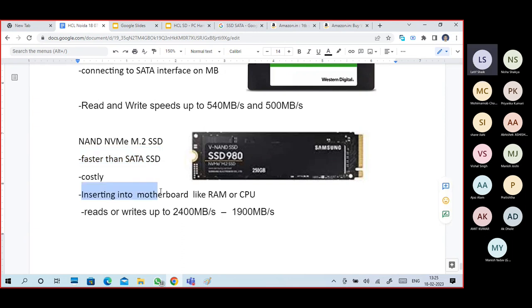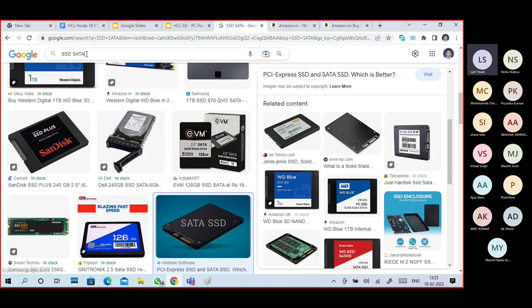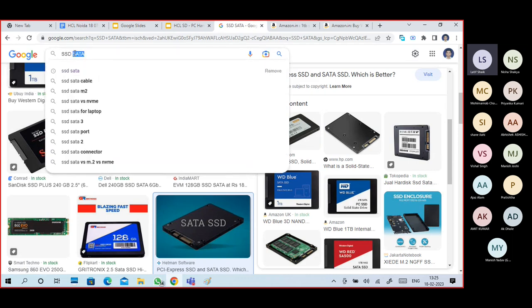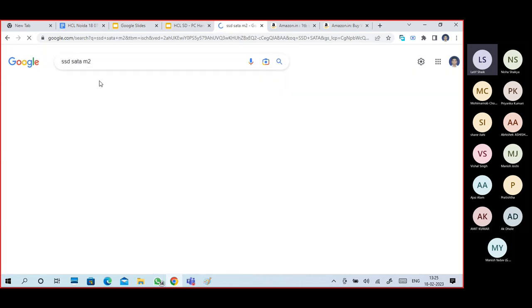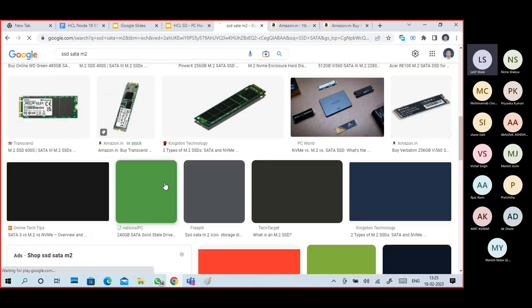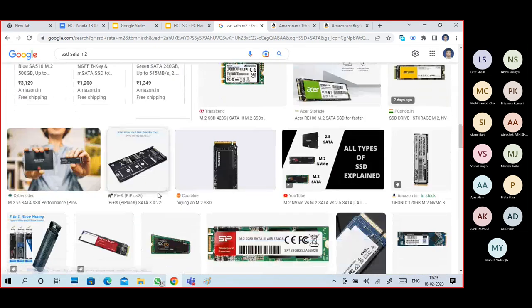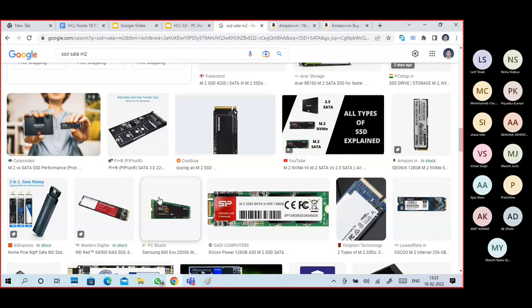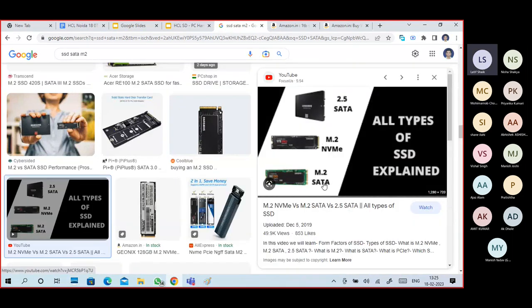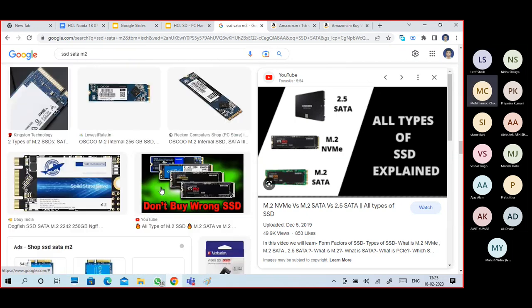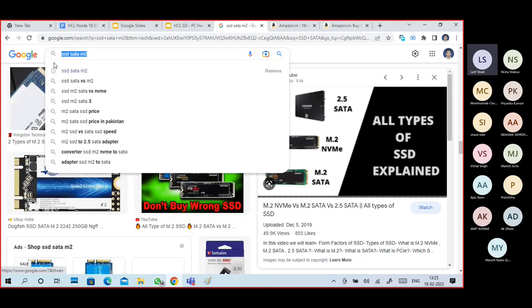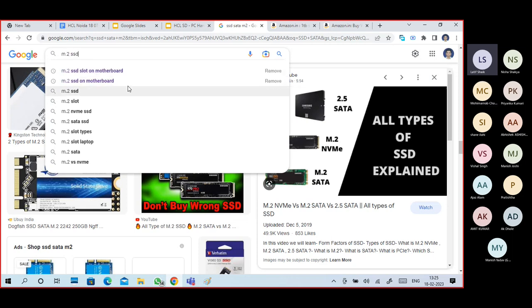We are inserting it into a motherboard like a RAM or CPU. How are we inserting? The same way. So I will show you M.2. That is M.3, sir? M.2 only. I will show you an M.2 motherboard.